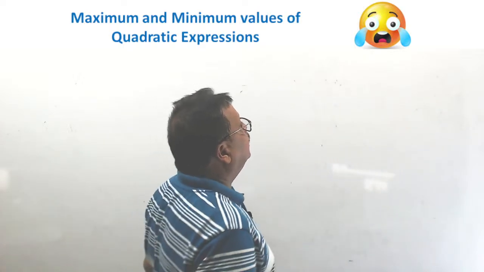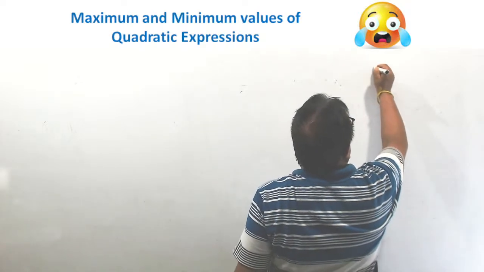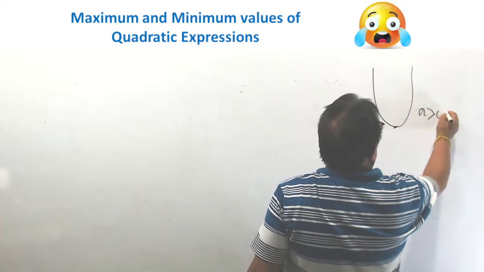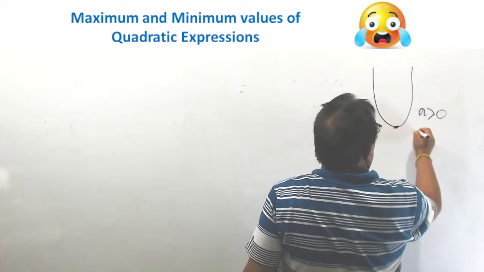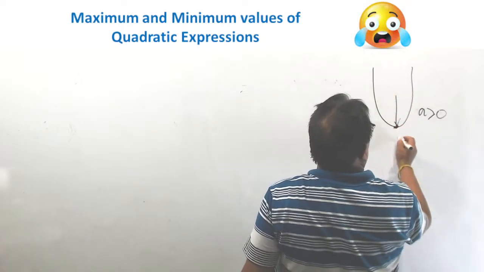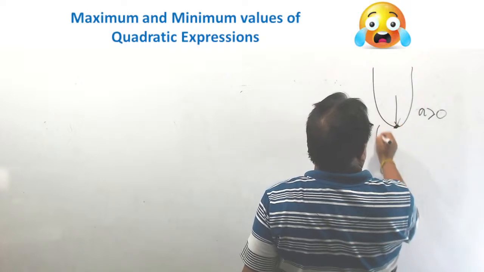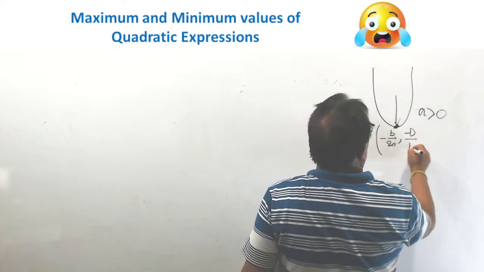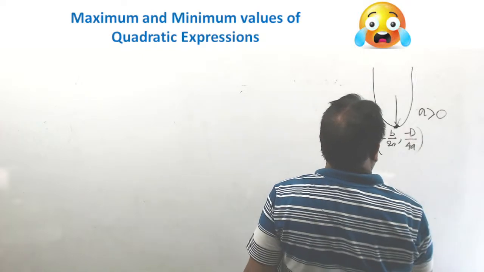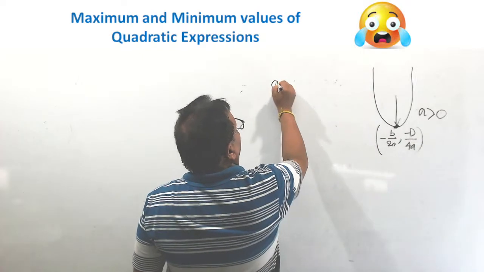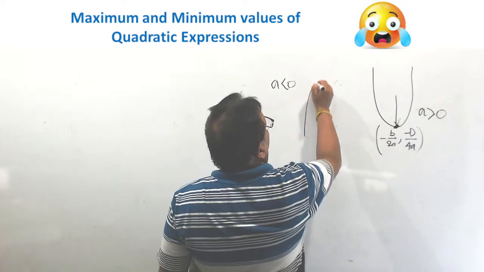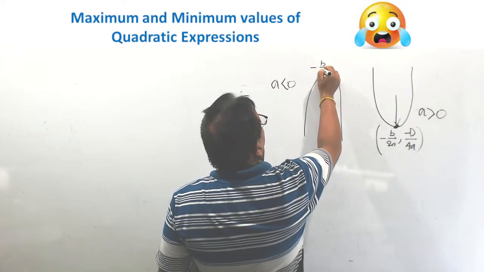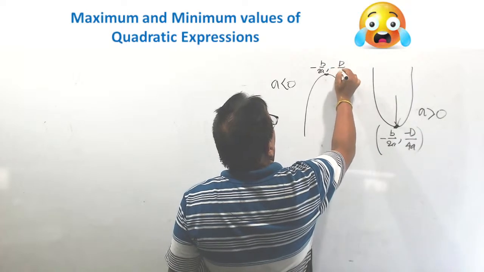Just remember one thing; write in short in your note. This is the curve for a greater than 0, and y has a minimum. That means this coordinate will be minus b by 2a and minus d by 4a. Okay, a greater than 0. And for a less than 0, the curve will be like this. Then this point will be minus b by 2a and minus d by 4a. Same.